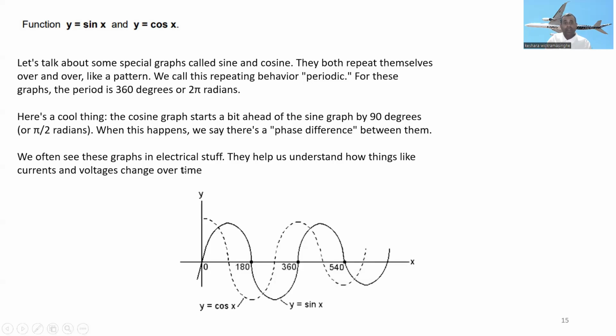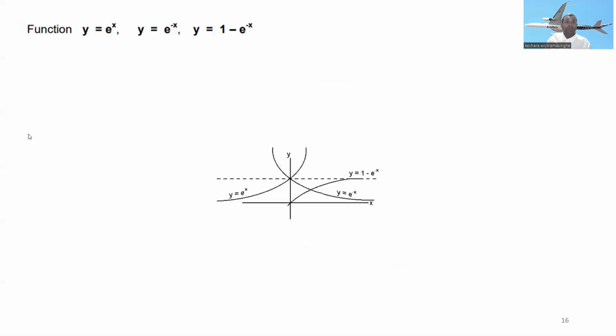We often see these graphs in electrical work. They help us understand how things like current or voltage change over time. When we do the electrical lessons, you will see how we use cosine and sine graphs, for example for how current changes with voltage or resistance.